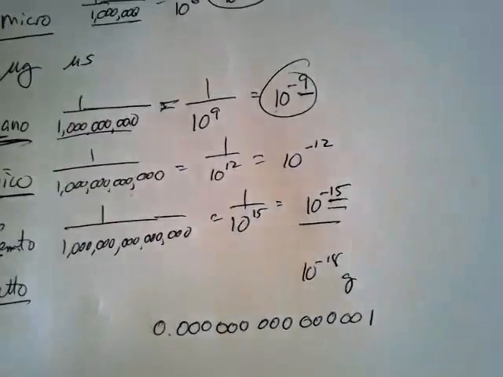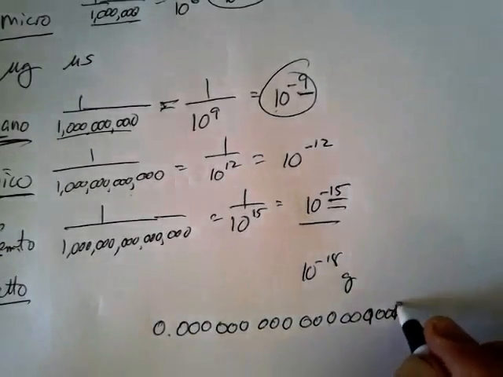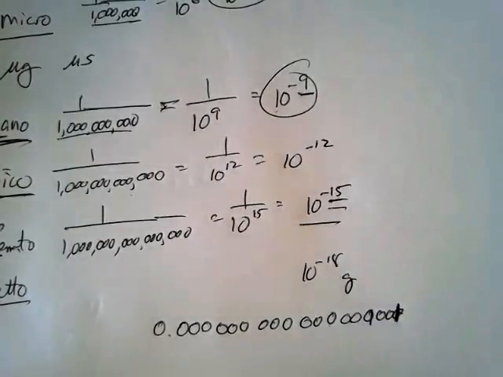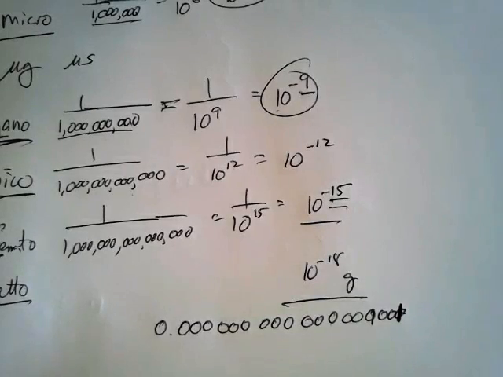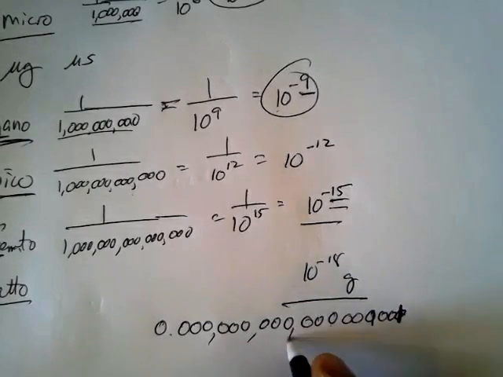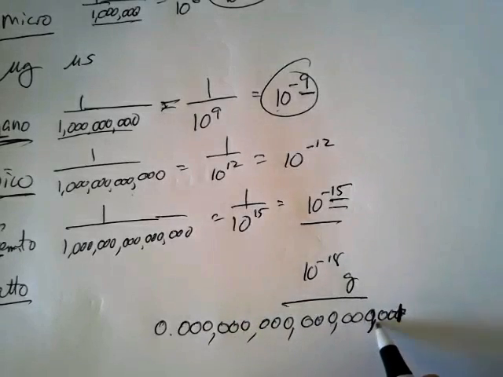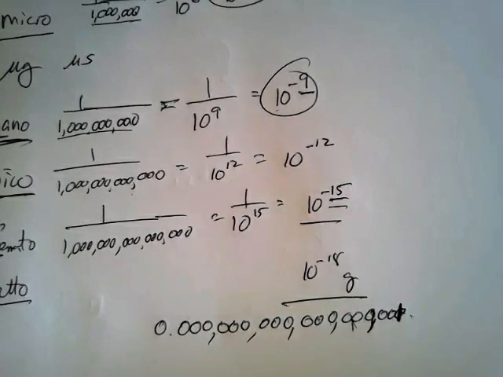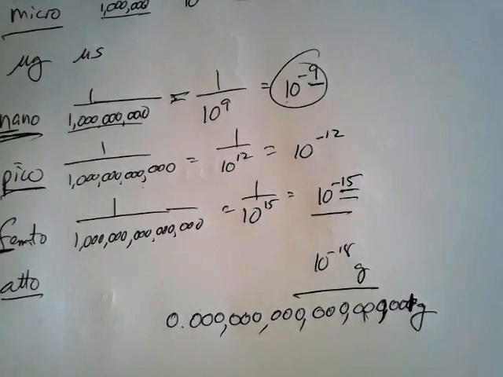0.001 would be an attogram. 3, 6, 9, 12, 15. No, it wouldn't. One more. And now you see the problem with using the zeros, right? I can get this right all day long, 10 to the minus 18 grams. I screwed this up. 3, 6, 9, 12, 15, 16, 17, 18. This would be the way to express 1 attogram.